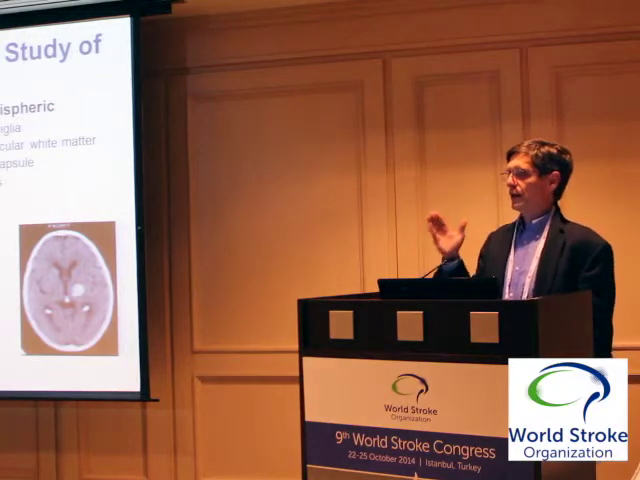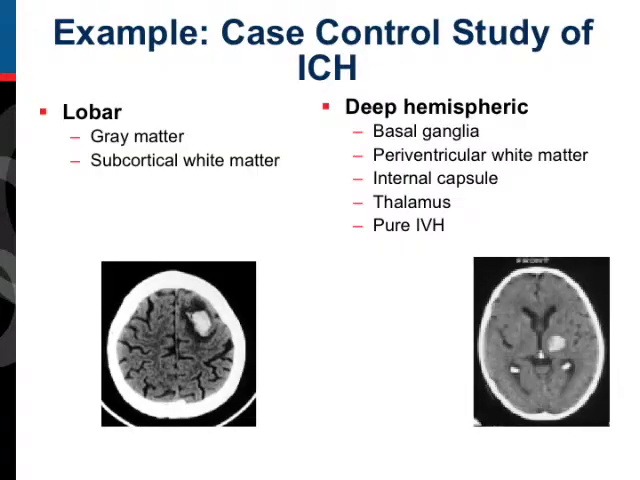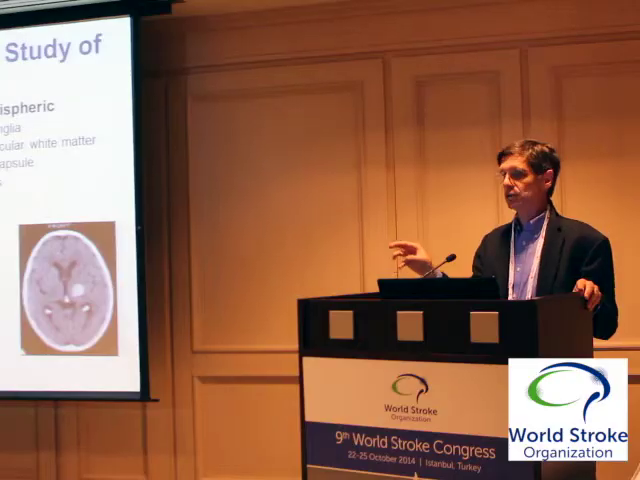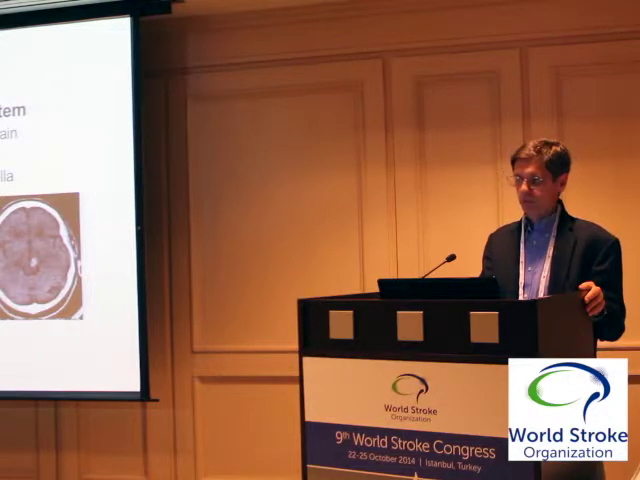And when you're doing an ICH case control study, your definitions of the disease are critical, because intracerebral hemorrhage is not just one disease. It's multiple diseases, and we have a definition by location: lobar hemorrhages and deep hemispheric locations. You'll see how that's important in looking at risk factors. We can also do cerebellar and brainstem, but we have much smaller numbers of these.